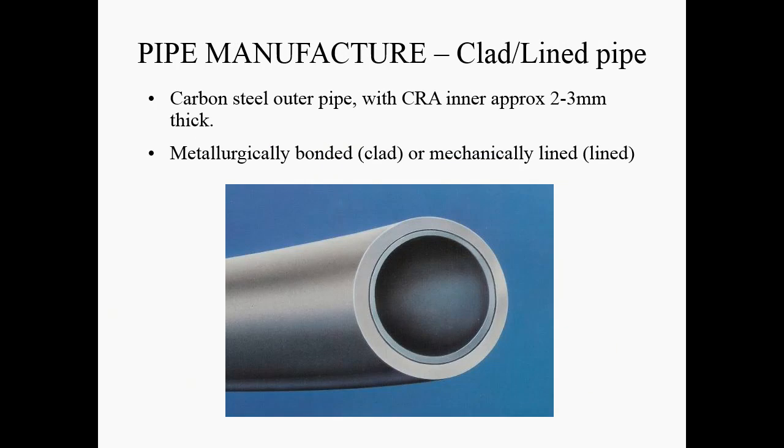What you'd normally do, though, is have clad or lined pipe, where you have a carbon steel outer with a corrosion-resistant alloy inner, which is usually a few millimeters thick. And what you do is you take the steel strip, and you take the corrosion-resistant alloy strip, and you'd roll them together into a single combined strip, metallurgically bonded, and then you fold them up to make the pipe. That's the usual way.